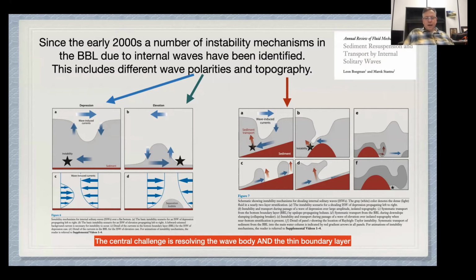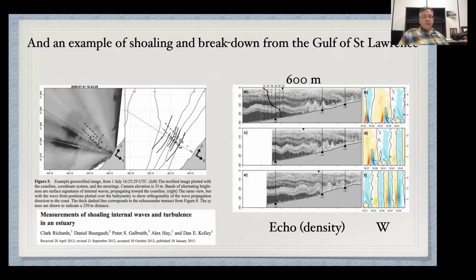I love to advertise other people's good work. So the central challenge numerically is resolving the wave body and the thin boundary layer. I'll remind you again, I would love to do this at some point. I think we're getting close to the point where we can do something like these relatively shallow water things in the Gulf of St. Lawrence, but not quite there yet.